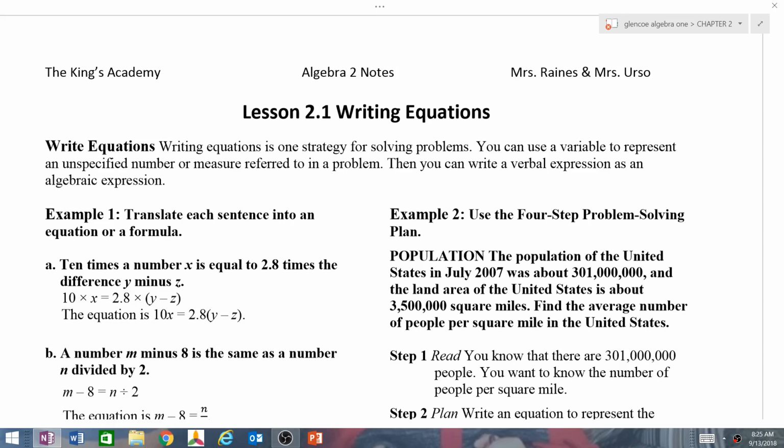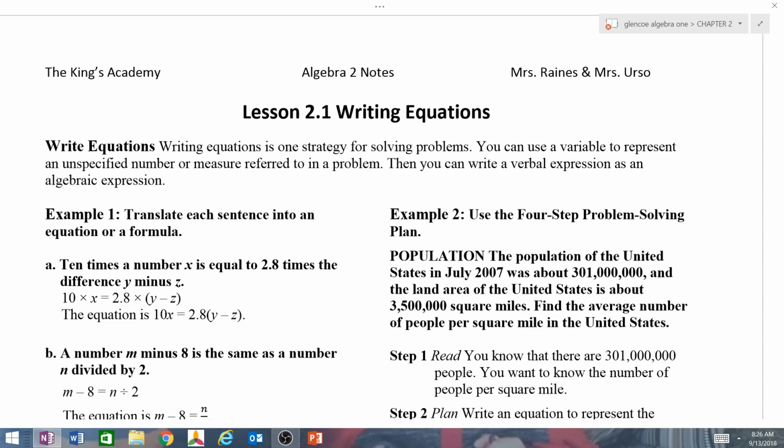Writing equations is one strategy that we use for problem solving. We can use a variable expression. We can use an algebraic expression. We all know from chapter 1 that we can go back and forth. We can use a variable to represent any unspecified number or measure.